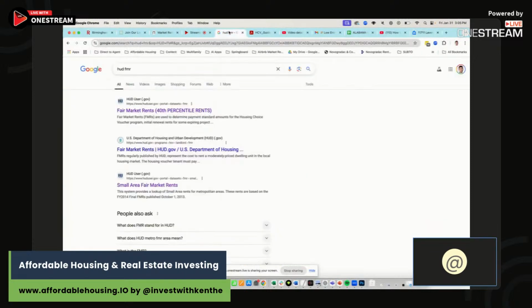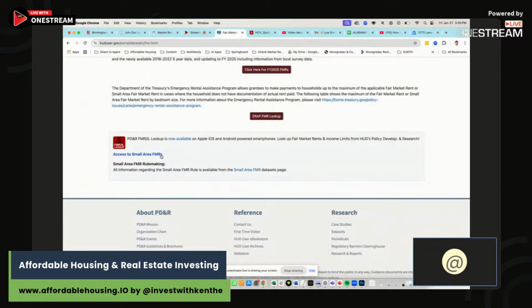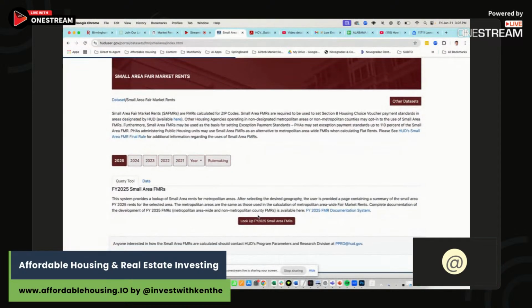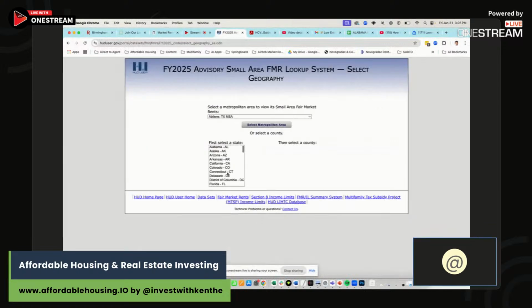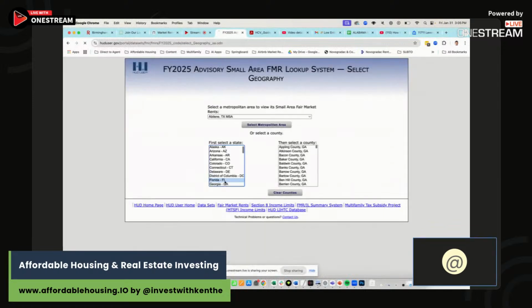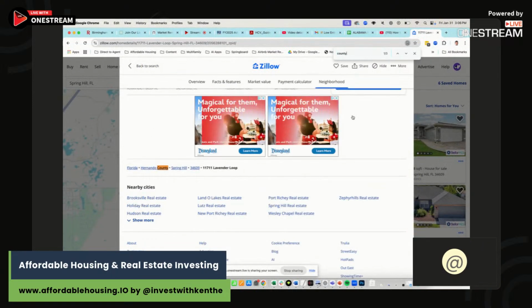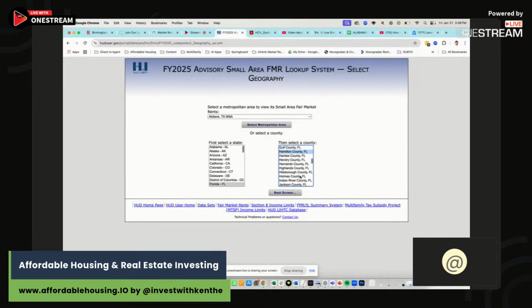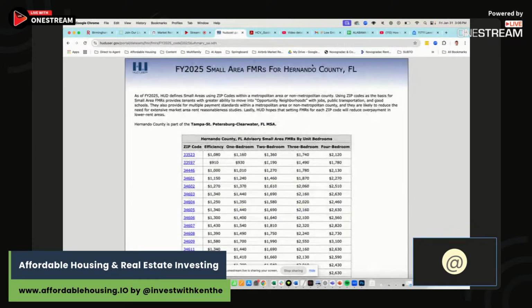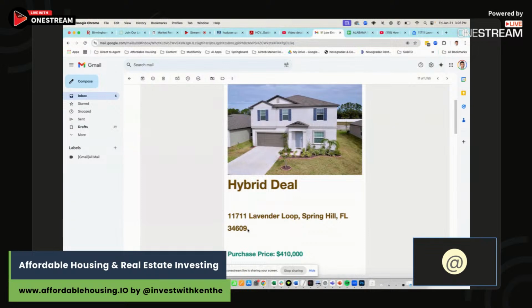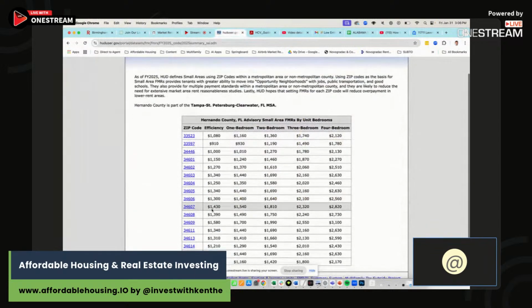Now for the rents, the first thing I want to do is look up HUD FMR. FMR stands for fair market rents. I'm going to click small area FMRs, look up FY 2025 FMRs, click on Florida, and pick Hernando County. I can see by bedroom count, by zip code 34609, what your rent ceiling is. For 34609, the rent ceiling is 3,100.